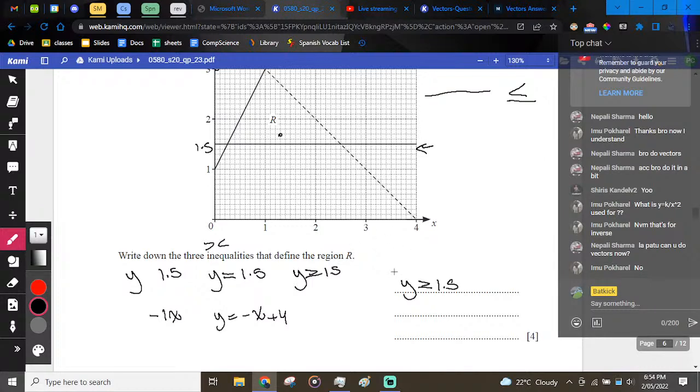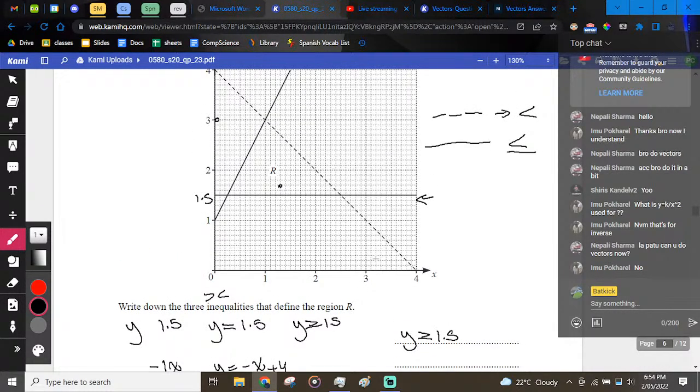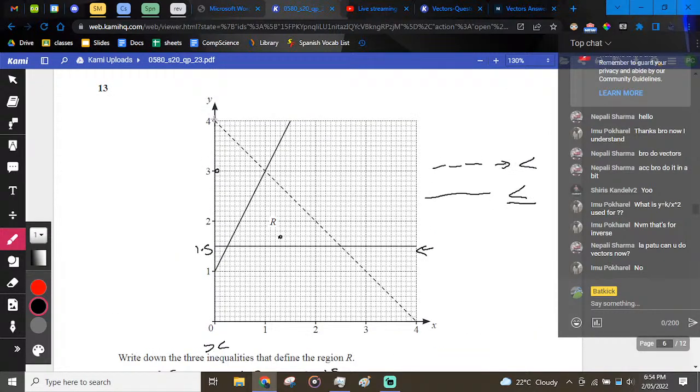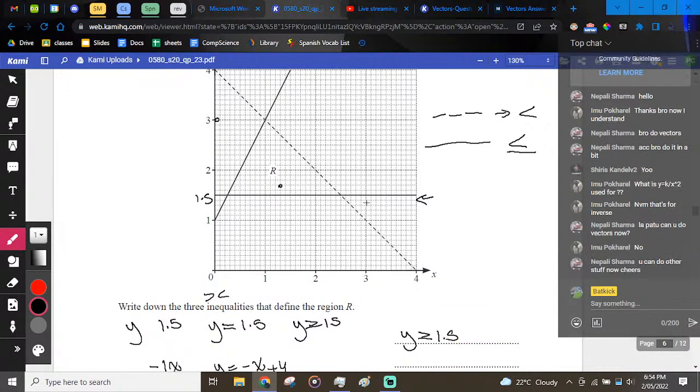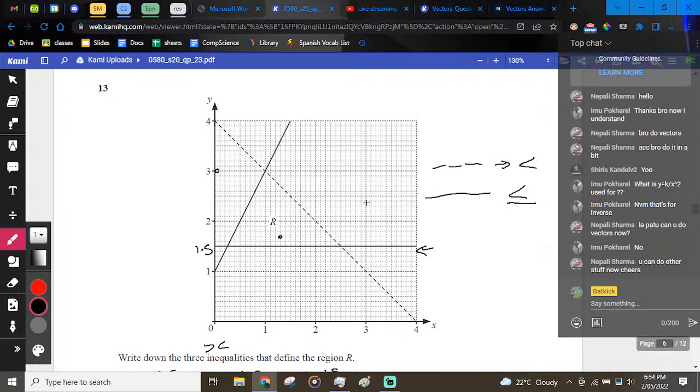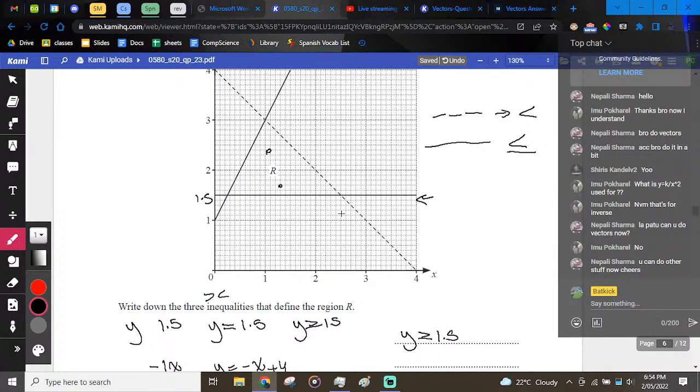But back to this. So we have our equation of the dotted line, which is minus x, which is the gradient, plus y and y-intercept plus 4. Pick a spot inside R that satisfies it, and compare. I'm going to pick this because it's easier.